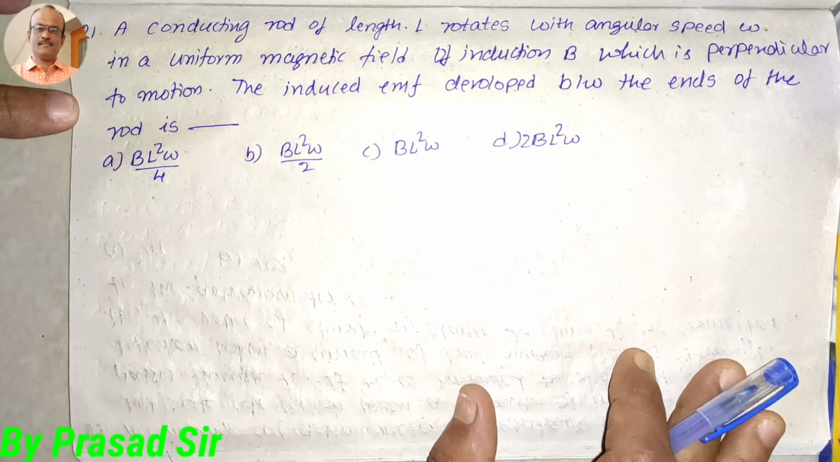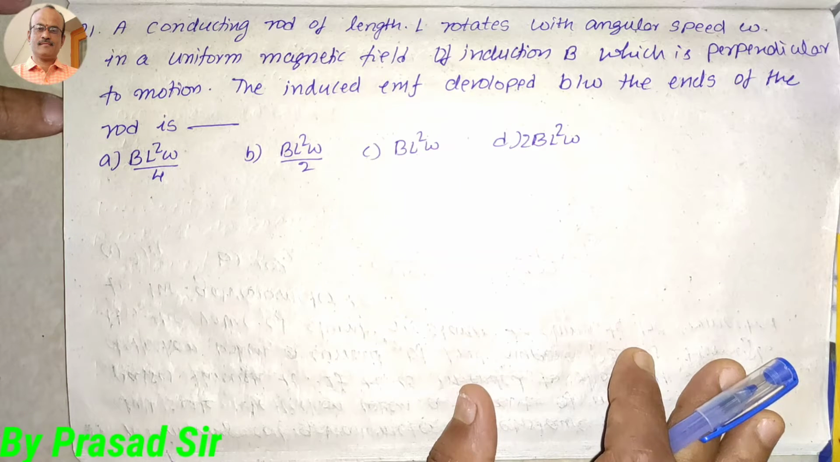Now the question number 21. A conducting rod of length L rotates with angular speed omega in a uniform magnetic field of induction B, which is perpendicular to the motion. The induced EMF developed between the ends of the rod is how much?